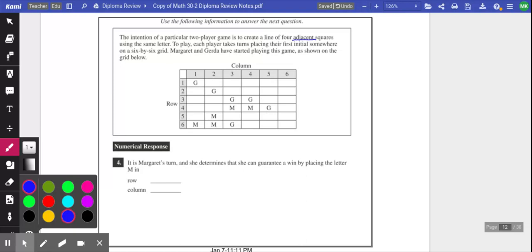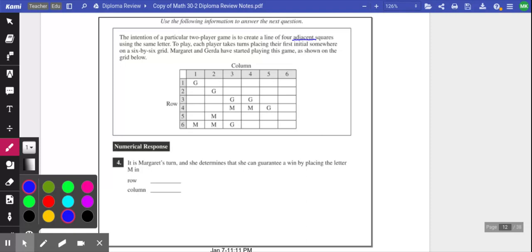To play, each player takes turns placing their first initial somewhere on the 6x6 grid. Margaret and Gerda have started playing this game as shown on the grid below. Okay, you can see they've started putting their letters down, right? They're trying to get 4 in a row. The question says, it's Margaret's turn, and she determines she can guarantee a win by placing letter M in row what, column what. All right, so they're saying she's won the game.